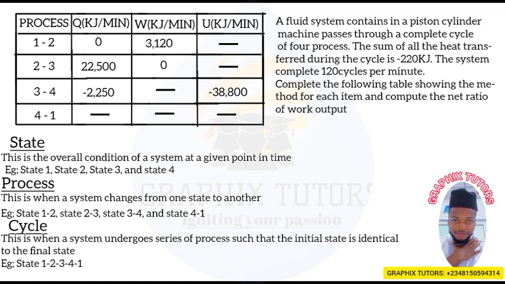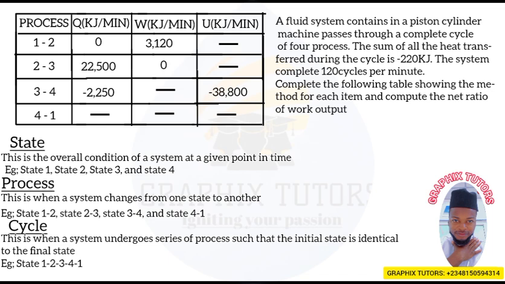And if you look at process 2 to 3, the heat here is 22,500. Since it's positive, it means there is heat input, the heat is gained. Now, if you look at process 3 to 4, the heat here is heat output because it is negative. So we have negative 2,250. And for process 4 to 1, we are told to look for the heat, that we have a dash there.